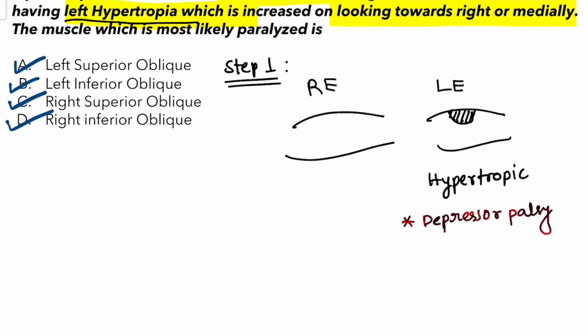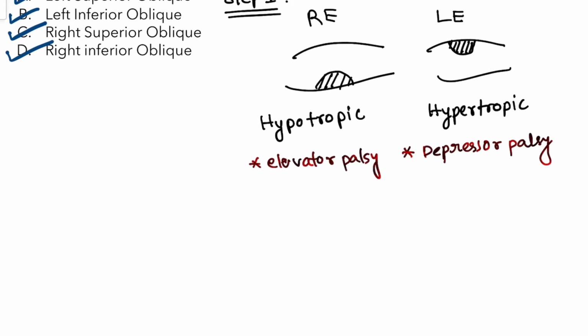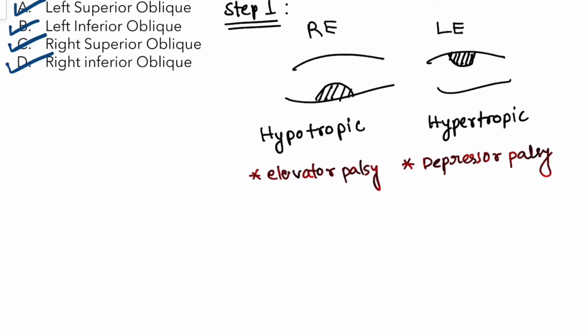And in case of left hypertropia, the relative right eye may go down, and it is called hypotropia. So it is a relative thing, that is, if one goes hypotropic, then the other goes hypertropic. So in case of hypotropic right eye, the elevator muscles are not fully functional, so it is elevator palsy. So let's see the muscles which affect this. In case of left eye, the depressors are left inferior rectus and left superior oblique, and the right eye elevators are right superior rectus and right inferior oblique.